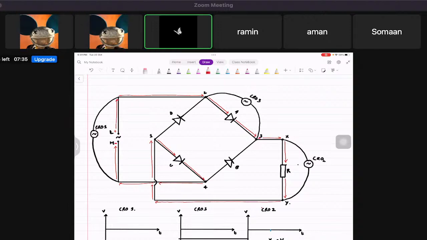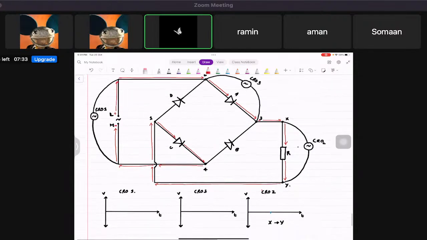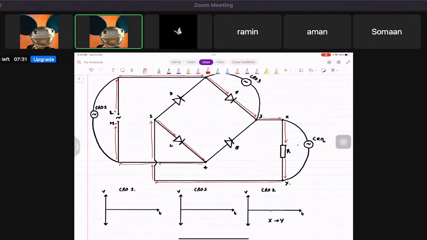Yes. So now on the graph on CRO1, you have half a cycle completed like this. And CRO2 is the one against R. So half a cycle has been completed, and CRO3 and CRO2 half cycle is completed because the current moved.